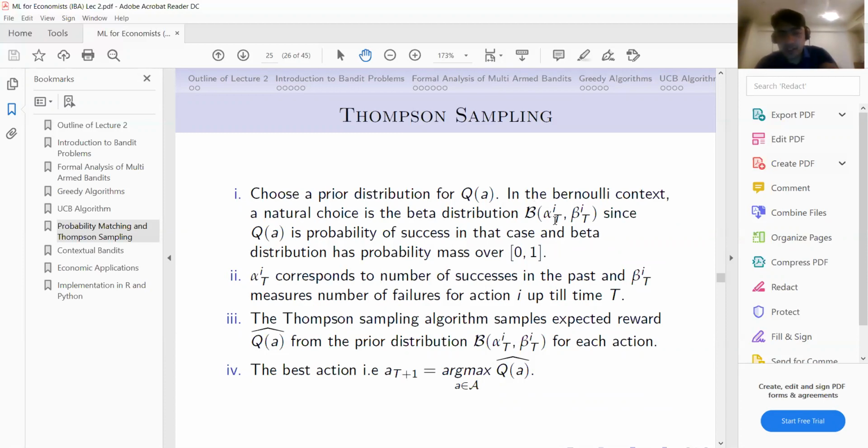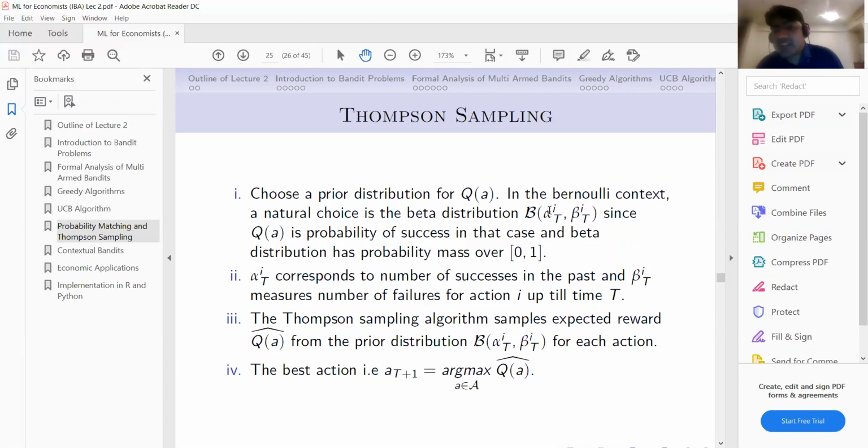And the reason why we're using this is because it's very convenient. If you have Bernoulli trials, the beta distribution is a natural choice because it always lies between 0 and 1, and for Bernoulli trials the average reward will always lie between 0 and 1. And another really neat thing about beta distributions is that it's very easy to update these hyperparameters. Alpha and beta are known as hyperparameters. It's very easy to update them over time because they have a very natural interpretation in our context.